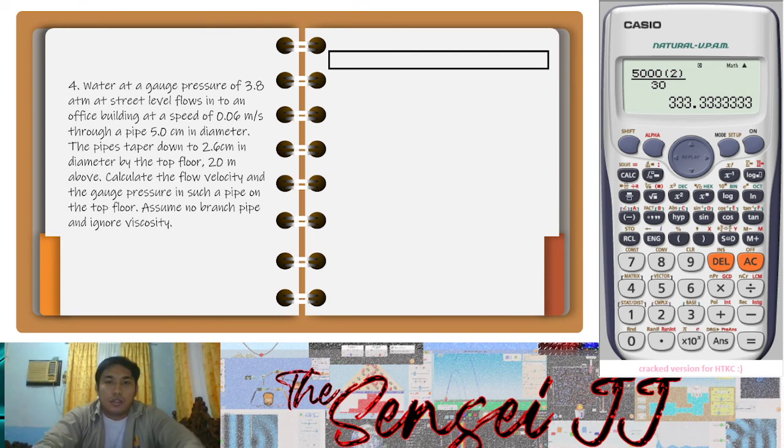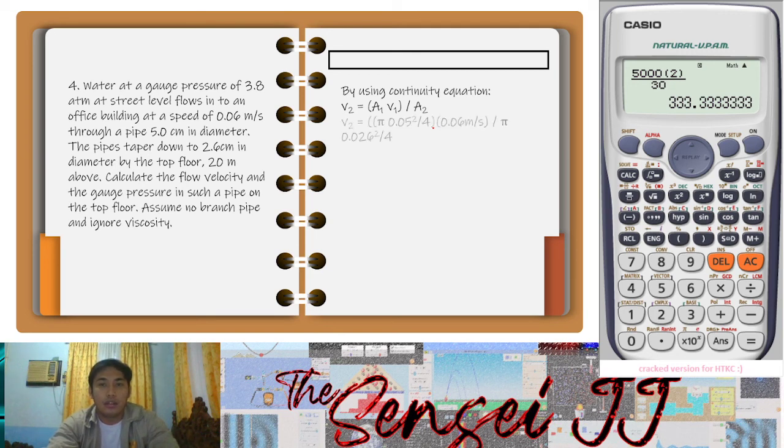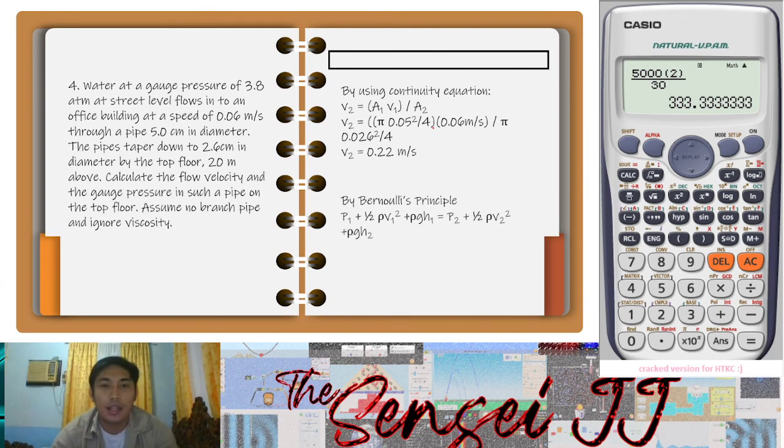Okay, so let's try to solve this one. Using the continuity equation, V2 is equivalent to A1 V1 over A2. So we have here pi 0.5 squared all over 4 multiplied by 0.06 meters per second, divided by pi 0.026 squared all over 4. Okay, so we have here the velocity 2 of 0.22 meters per second.